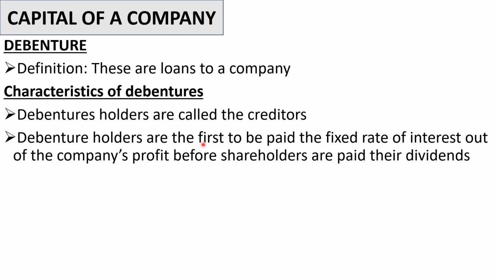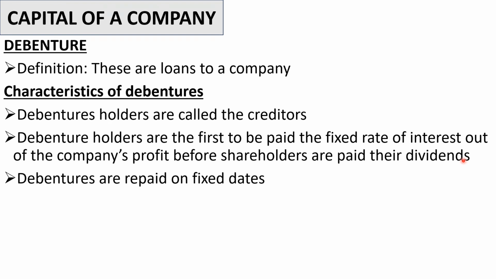So debenture holders are the first to be paid the fixed rate of interest out of the company's profit before shareholders are paid their dividends. When the company has money, first they pay out the loans, they pay the debenture holders. Then what's going to remain is going to be shared. It's going to be given to the shareholders, of course starting with the preference shareholders, going to the ordinary shareholders, and of course the deferred shareholders, depending on what is outlined in the documents.